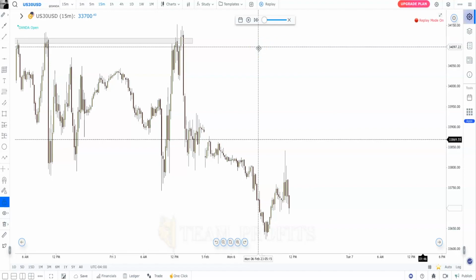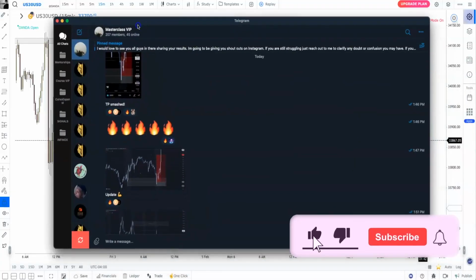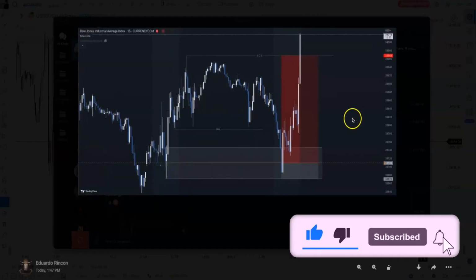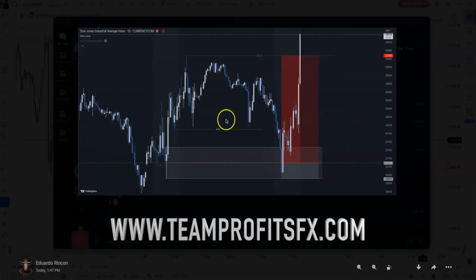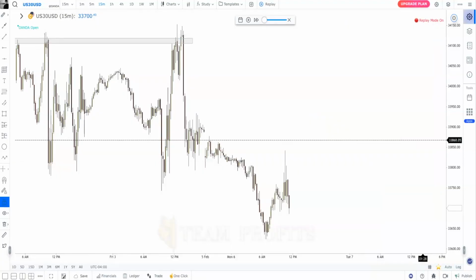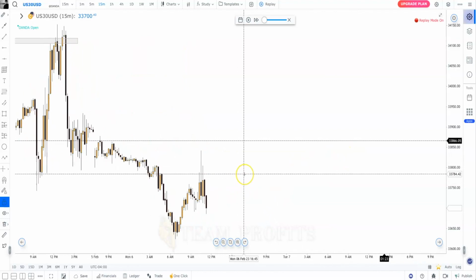Welcome back. Today I wanted to show you a breakdown of this trade I actually took this morning. I'm going to show you a couple of things and the reason why I decided to take the risk on this one on US30. It was actually very simple, but let me show you the entire breakdown.